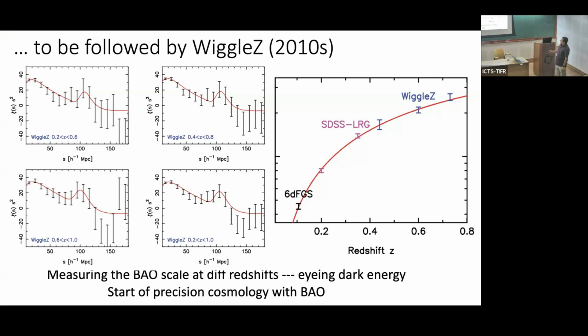And see, they have got this bump at four different redshifts. So this is at low redshift, 0.4 to 0.8, 0.6 to 1, 0.2. So they have this WiggleZ bump at different redshifts. So now what they can do is look at how the scale changes with redshift. Here was the 6dF result that I showed before. This was the SDSS LRG, this is the WiggleZ paper. So now your cosmology should be such that it passes through all the scales. That scale should move according to whatever is the best-fit cosmology. And that is how we do BAO cosmology even now.